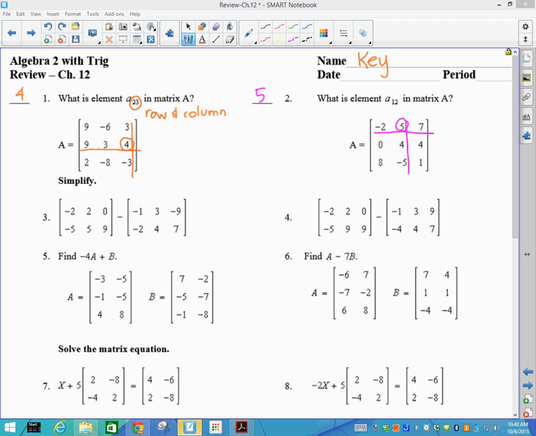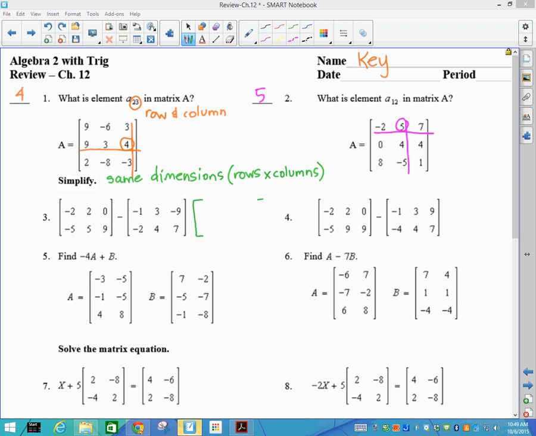Okay, simplify. We are adding or subtracting. The main thing that you have to remember when you add or subtract matrices is that they have to have the same dimensions. If they do not have the same dimensions, then you cannot add or subtract them. Dimensions means they have to have exactly the same number of rows and columns. And when you do, you're just going to combine the corresponding elements.